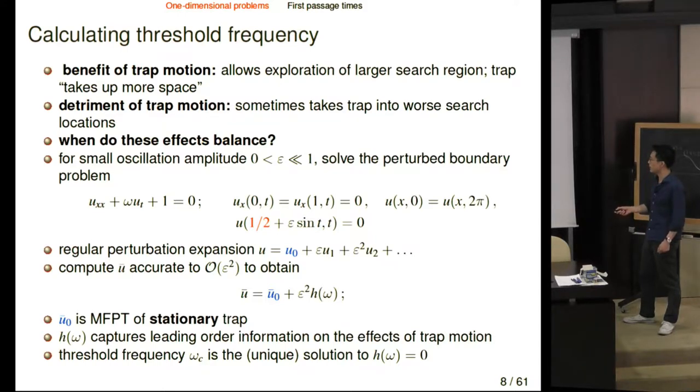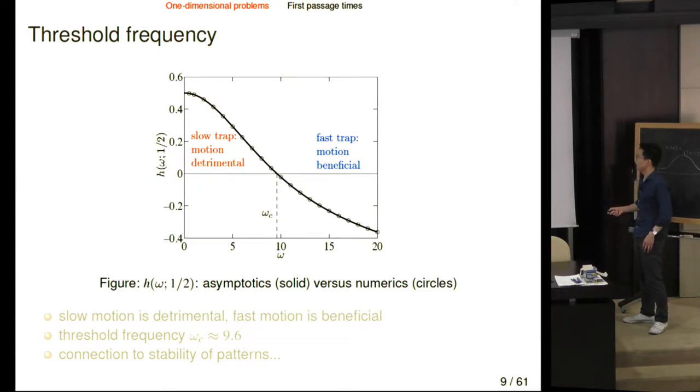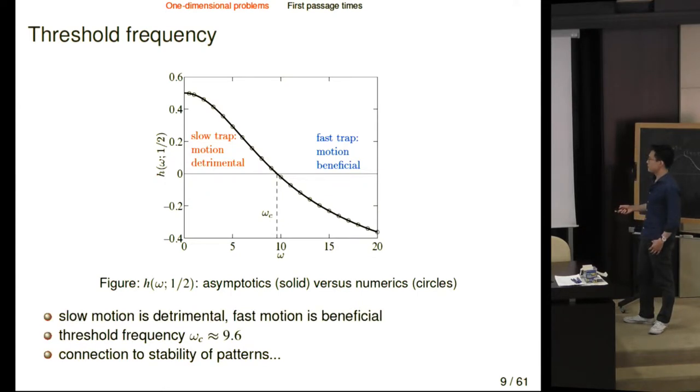So this is u bar equals the mean first passage time associated with the stationary target plus epsilon squared h of omega. So you can imagine that when omega is small, h is positive, and so it's going to increase MFPT. When omega is large, it's going to be negative, and this is exactly what you see. Okay. So the thing that I want to point out here is that omega c is about 9.6, right? So it's right this number right here.